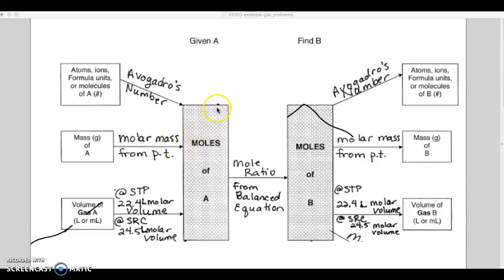Alright guys, I wanted to show you how to do stoichiometry with gases. If you take your mole map out, you can see that there's a spot for volume of gases. So this only works for gases.